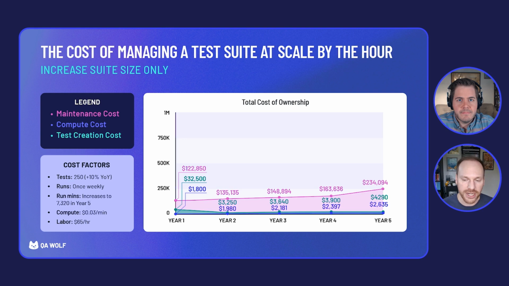In year one, the creation costs are $32,500. These are more or less one-time costs as they drop off considerably in year two and beyond. You'll have a minimum of 5,000 minutes per month build, so that's in the compute time.